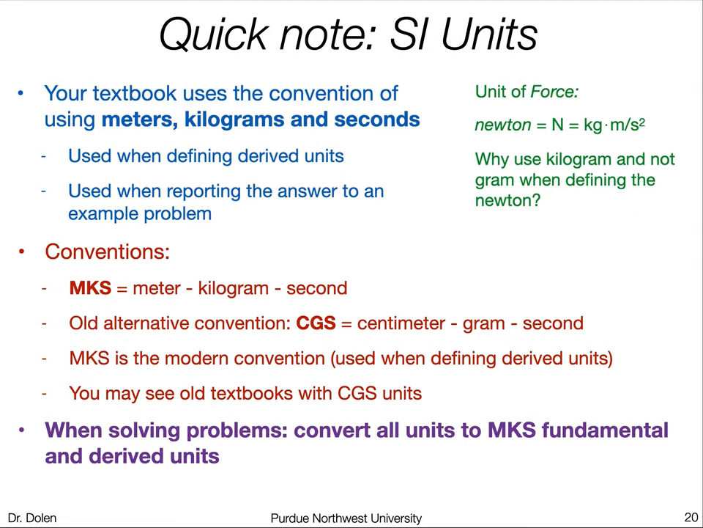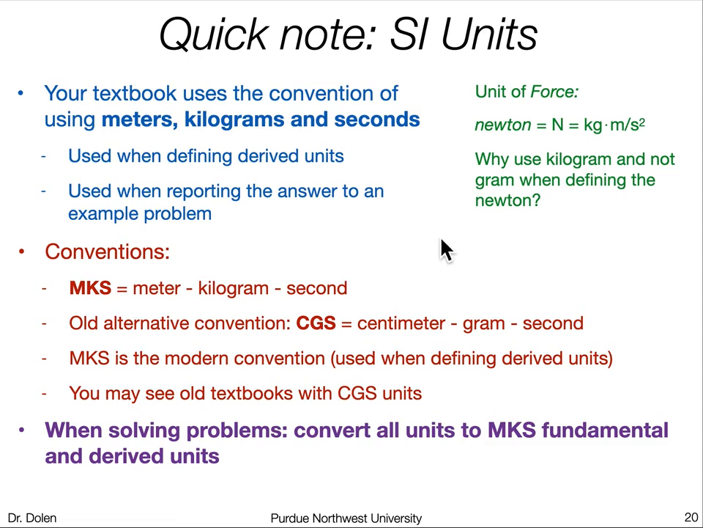A quick side note, there are other conventions within the global SI units. Our textbook uses the convention of using meters, kilograms, and seconds. This is what we use when defining derived units. For example, the Newton was defined using kilograms, meters, and seconds. So why did we choose to define the Newton in terms of the kilogram and not in terms of the gram? Well, we just made that choice, that all of the units in this class will be defined based on meters, kilograms, and seconds. And for that reason, this is called the MKS Convention, meter, kilogram, second.